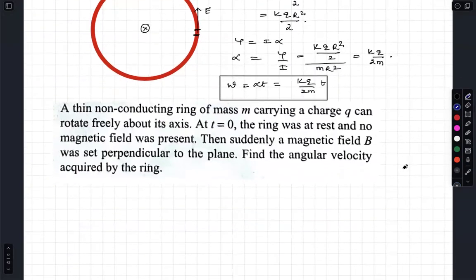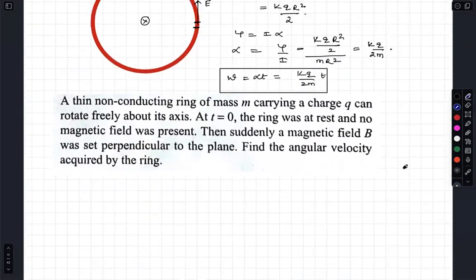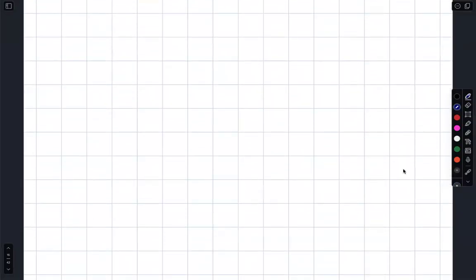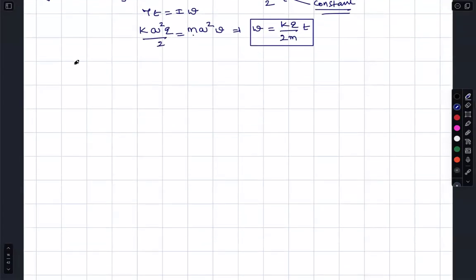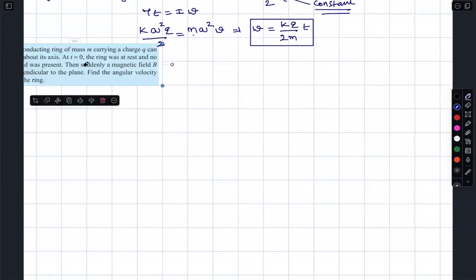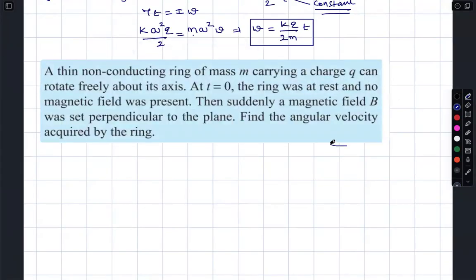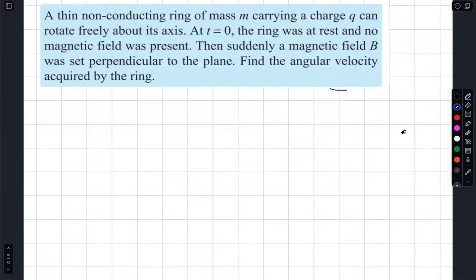Next, take that off. One more question that I wish to discuss. This is also a very good question. Even if I remember, such a question is there in NCERT also. Right. Go ahead. Work on this question.